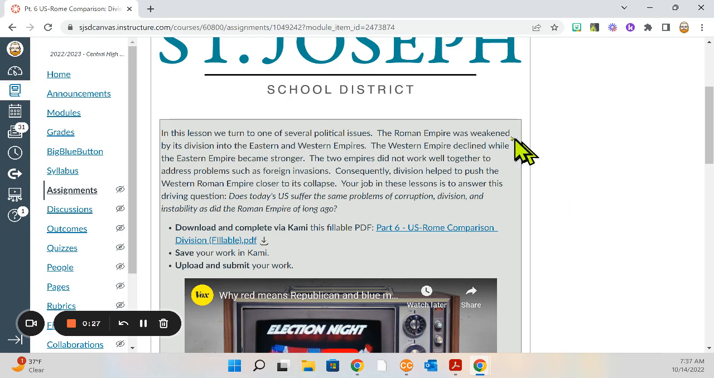In the case of the Roman Empire, it was an actual division into two separate empires, the Eastern and Western empires. The Western Empire declined. And remember, the Western Empire is the one we think of as Rome. Rome was in it. The Eastern Empire became known as the Byzantine Empire, and it was led from Constantinople in what's now Istanbul, Turkey.